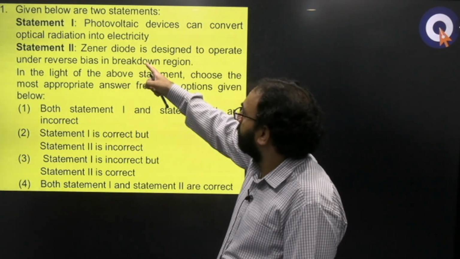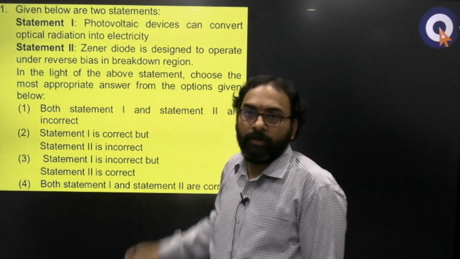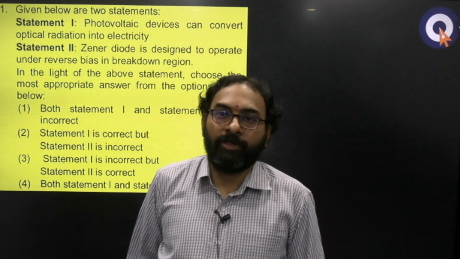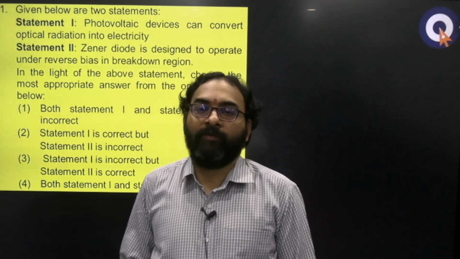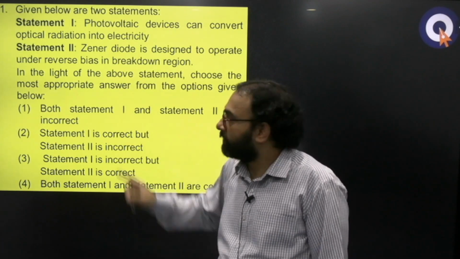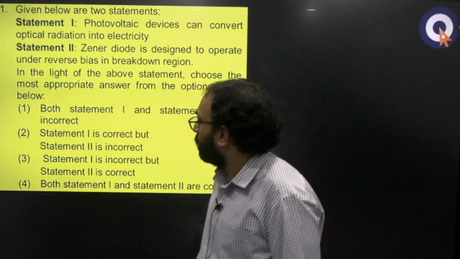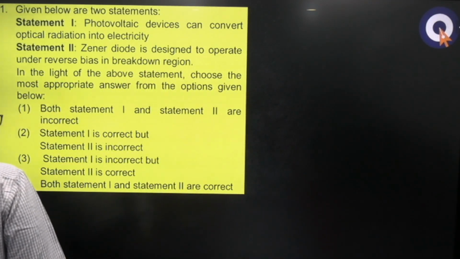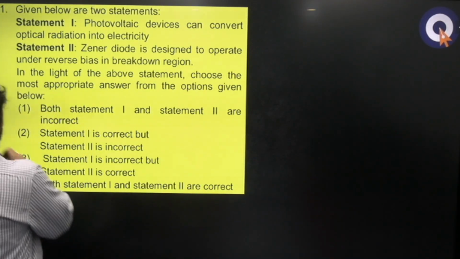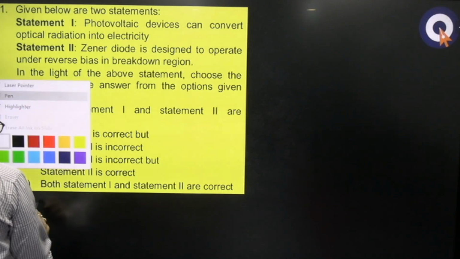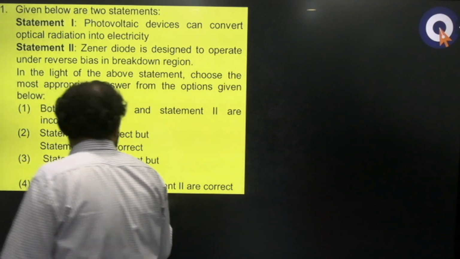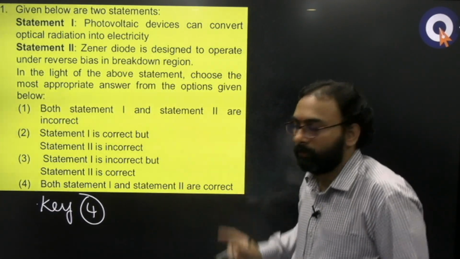One is related to the Zener diode, which is correct. Zener diode is operated in reverse bias, and a Zener diode is a heavily doped reverse biased PN junction diode, so it is operated in the breakdown region. That's correct. So which option is suitable? You can see statement 1 and statement 2 both are correct. That is the option.